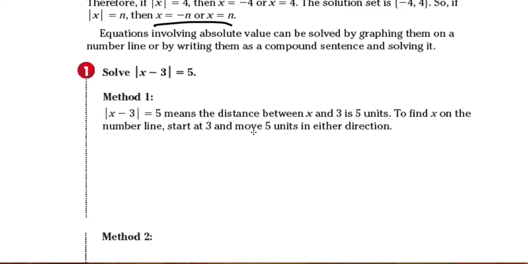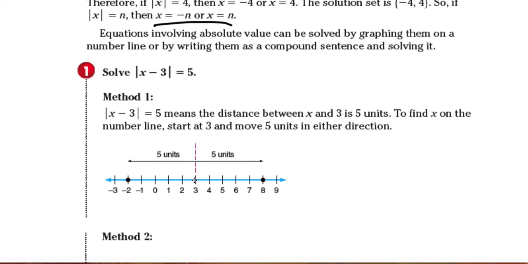So to find x on the number line, start at 3 and move 5 units in either direction. So we get this. We start from 3 and we move 5 units to the right and 5 units to the left of 3, and we get these two numbers, -2 and 8. So the solution set is -2 and 8. Okay? And that's how you find the solution, by using a graph.